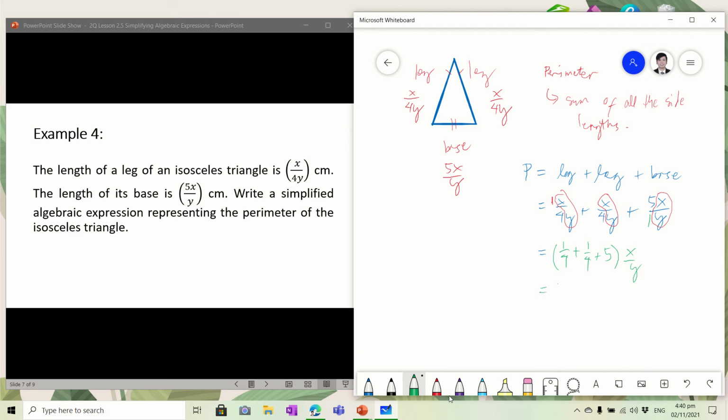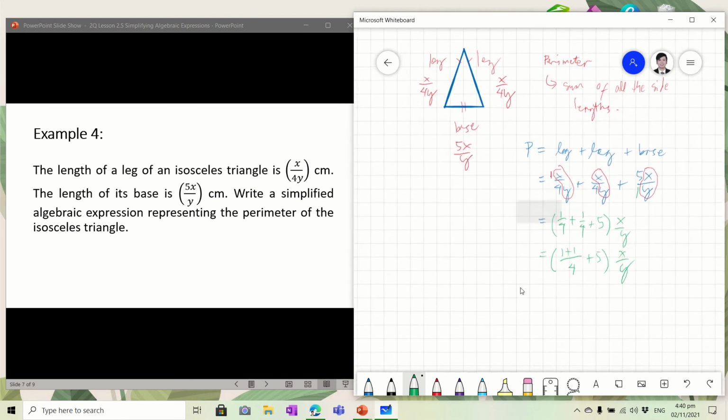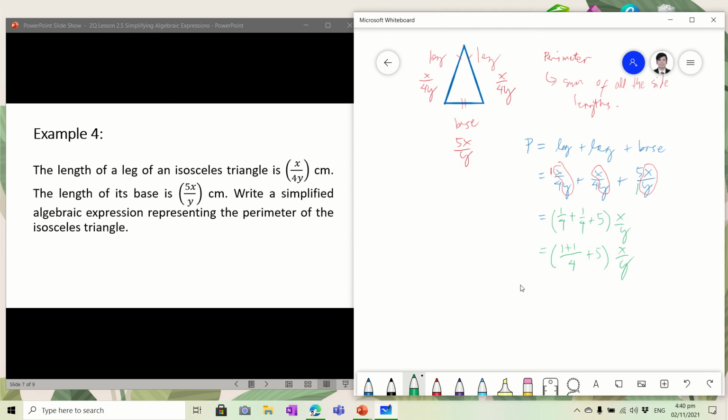1/4 plus 1/4, if you remember, they have the same denominator. So we just have to copy the common denominator and add the numerators. So that will give us 2/4. And 2/4, you can still simplify it by dividing both parts by 2. So 2 divided by 2 is 1. Then 4 divided by 2 is 2. So we're now adding 1/2 with a 5.